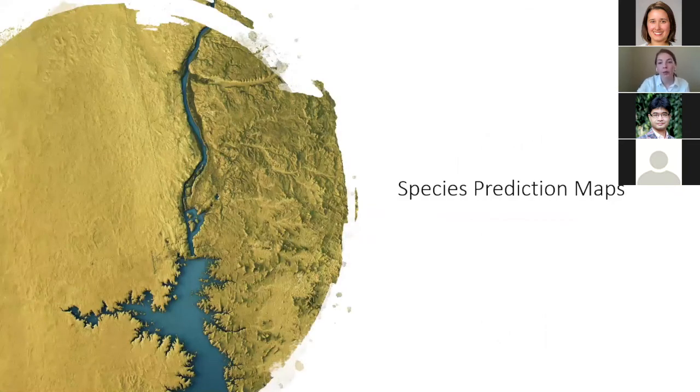So now I'll point out some of the species prediction maps. So once again, that's taking the top models and seeing how they can predict where those species are found.